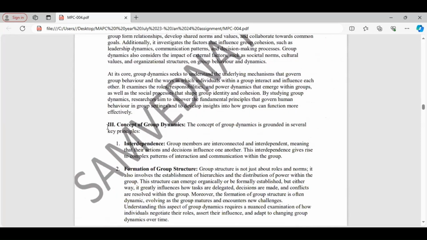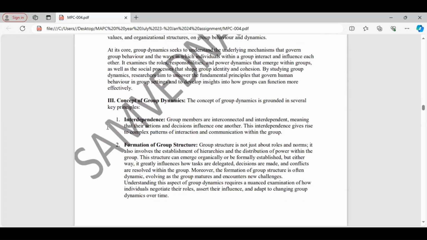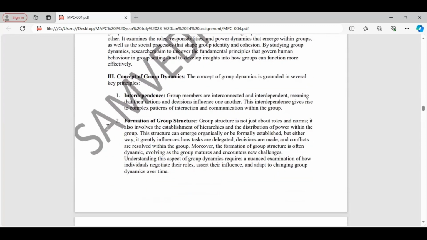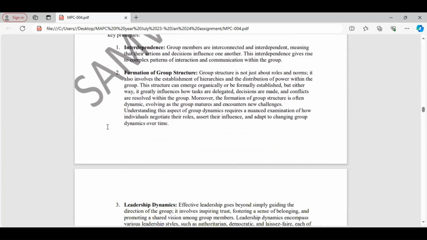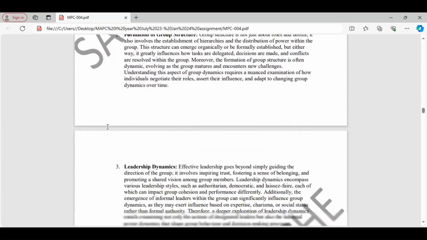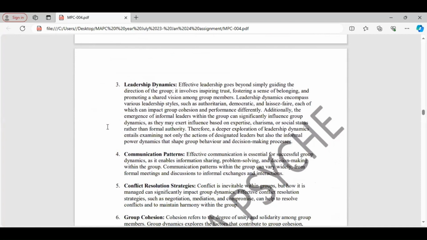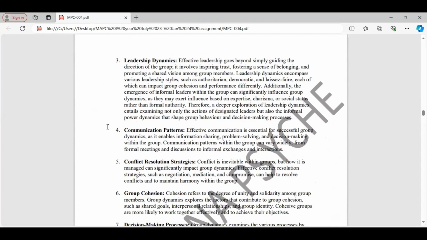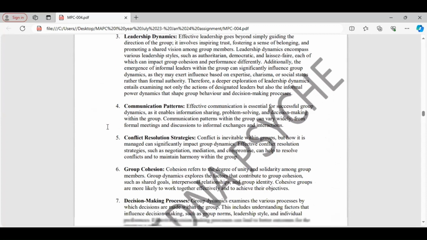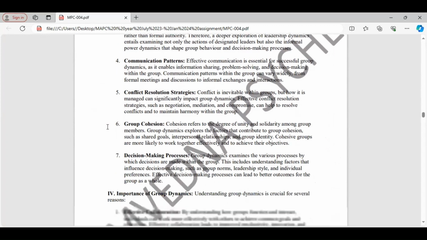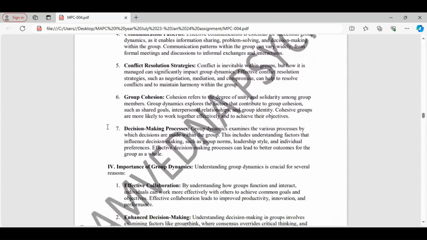Next one is concept of group dynamics. It is based on various principles, which I have discussed in points. First is interdependence, formation of group structure, leadership dynamics, communication patterns, conflict resolution strategies, group cohesion, decision-making process, and then we move on to the importance.